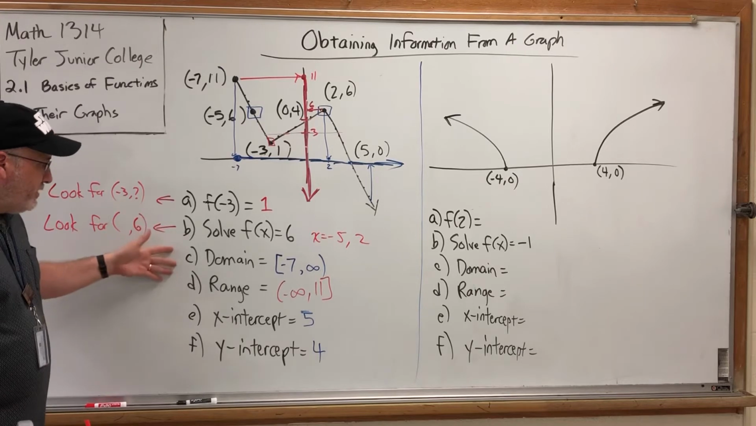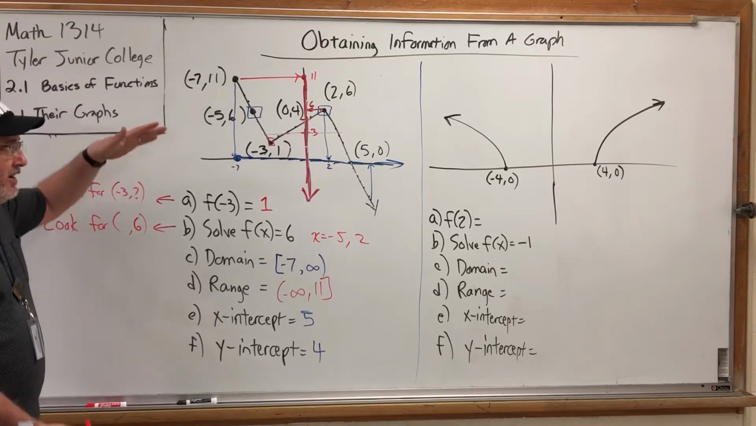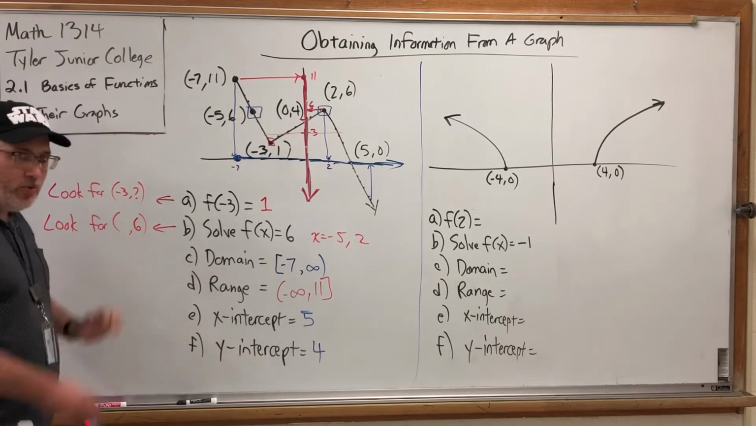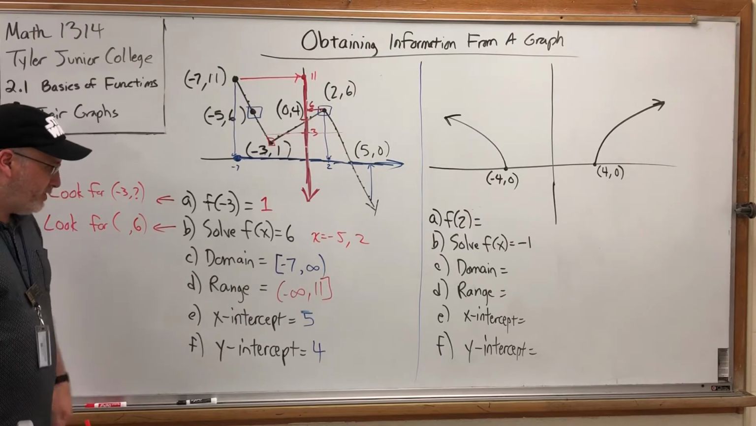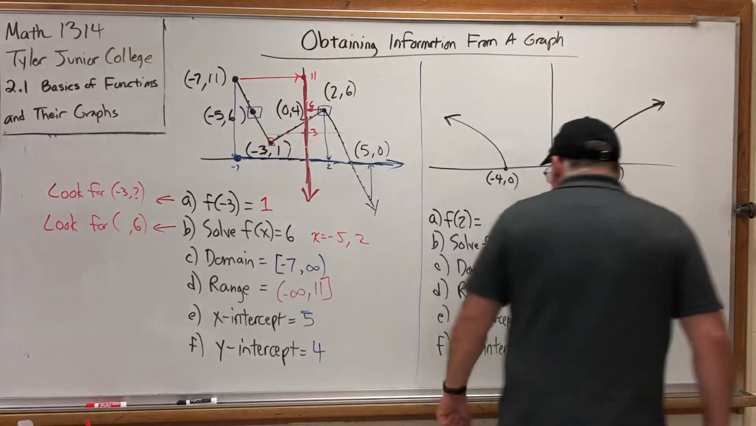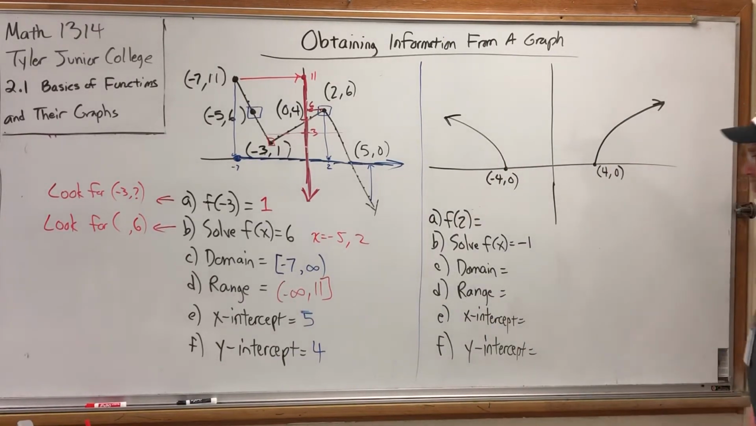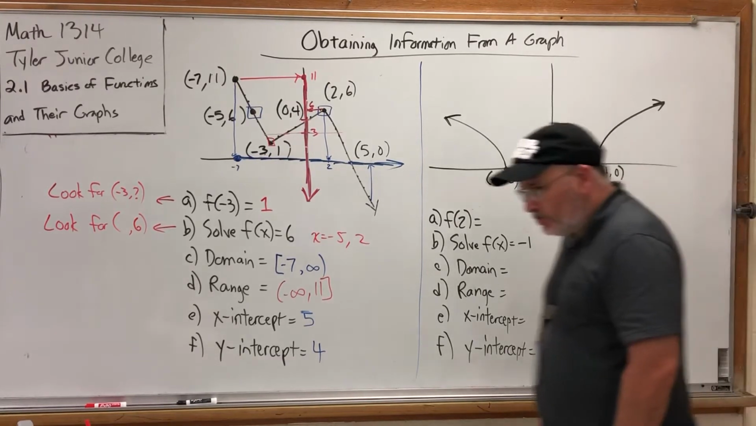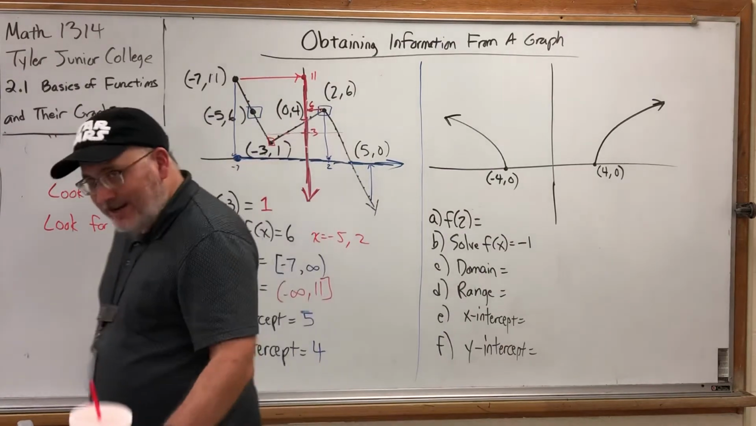The way to determine the domain and range is by collapsing the graph to either the x-axis or the y-axis. And then the x and y-intercepts are just where you cross the x and y-axis. I invite you to pause the video and see if you can come up with the same types of questions or answers for these. I will warn you that the first two, I'm kind of setting you up.